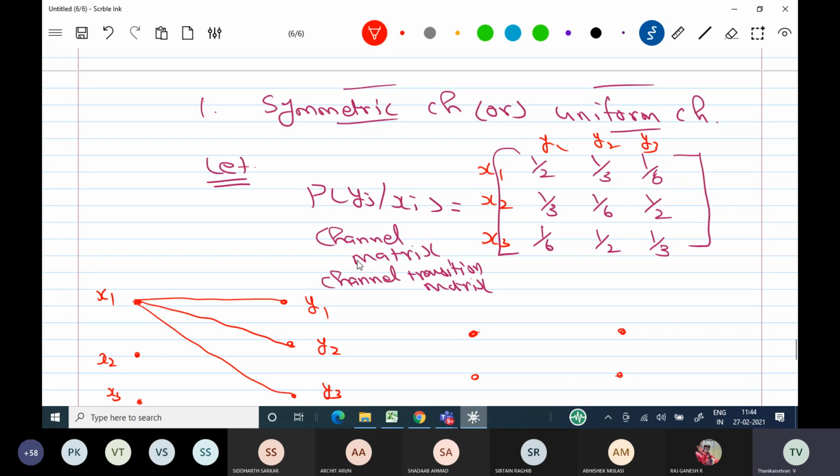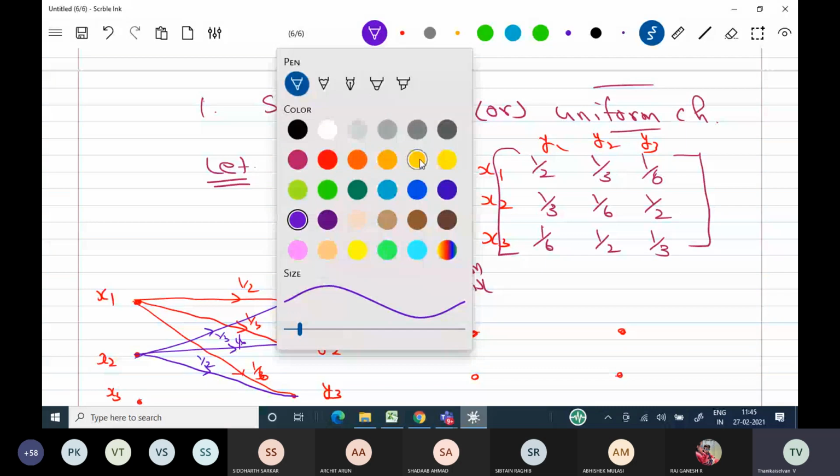You note down all the probabilities. x1, y1 is 1 by 2, 1 by 3, 1 by 6. These probabilities are conditional probabilities. Next, x2, y1 is connected, x2, y2 is connected, x2, y3 is also connected. The corresponding probabilities, blue color one, 1 by 3, 1 by 6, next one is going to be 1 by 2.